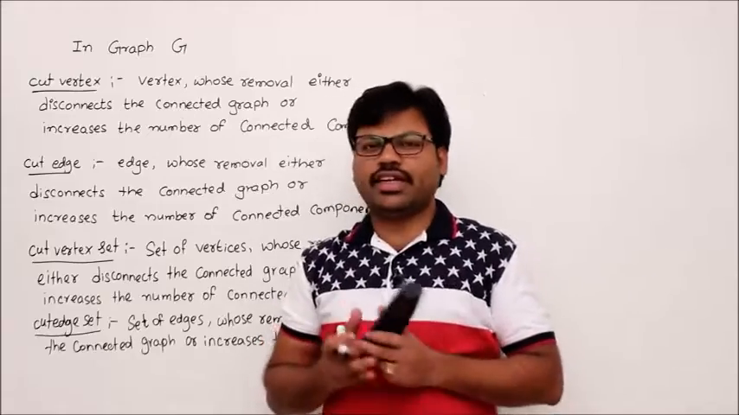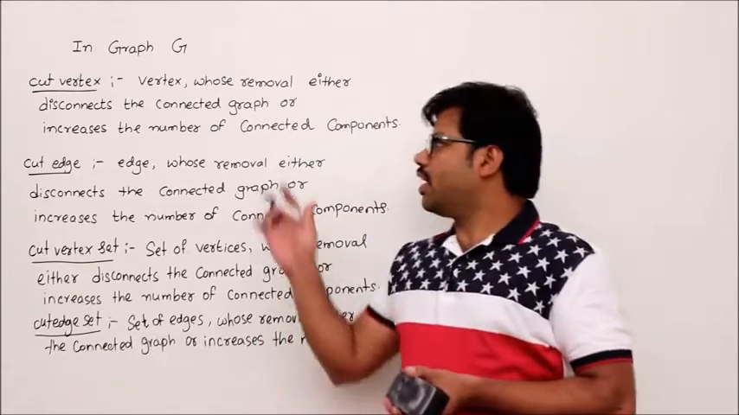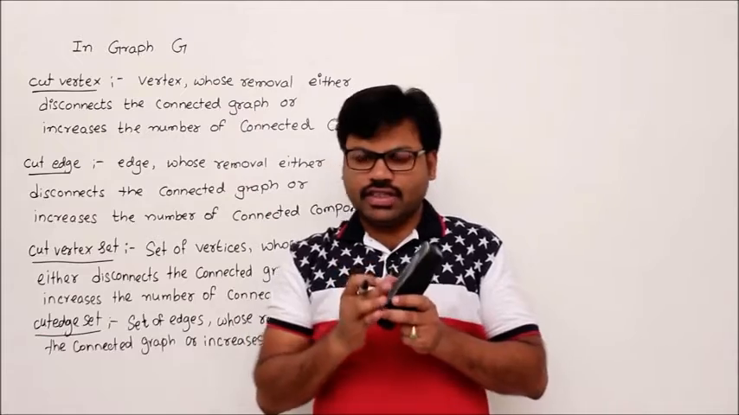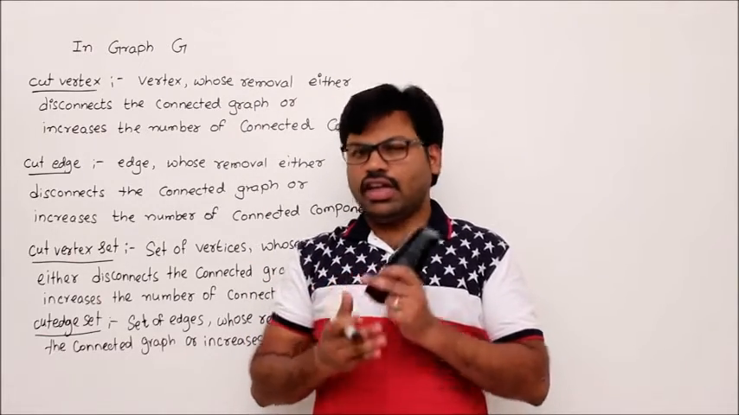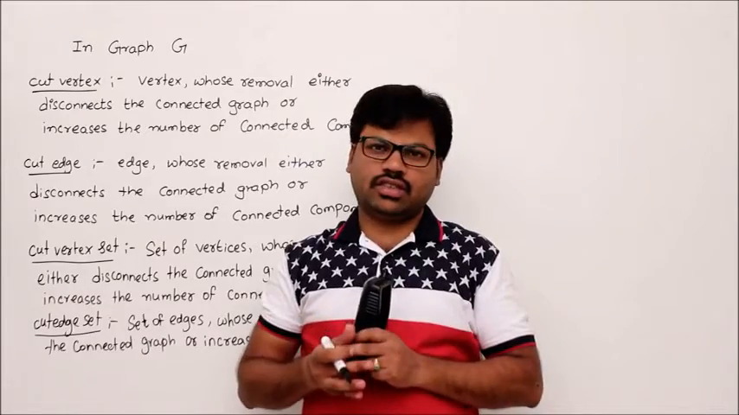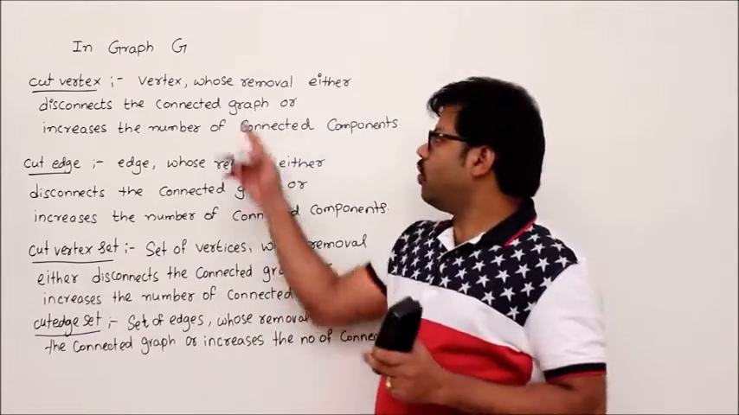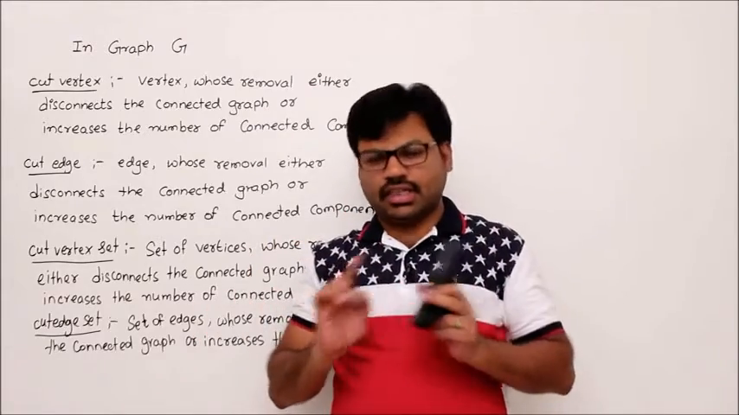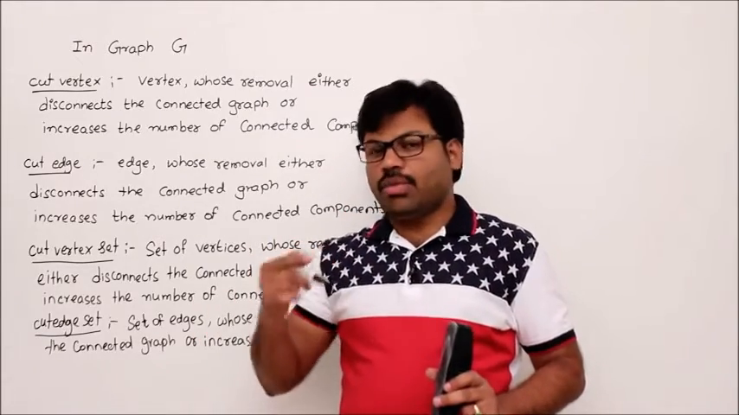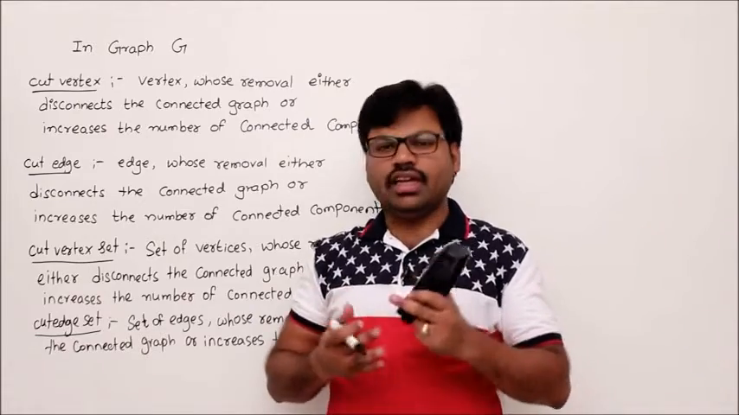Let's talk about cut vertex and cut edge. Okay, so in a graph G, a cut vertex is a vertex whose removal either disconnects the connected graph or increases the number of connected components. That means if you remove that vertex, either the already connected graph should become disconnected, or the number of connected components in it should increase.